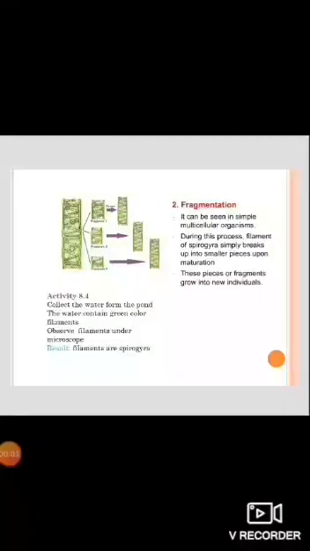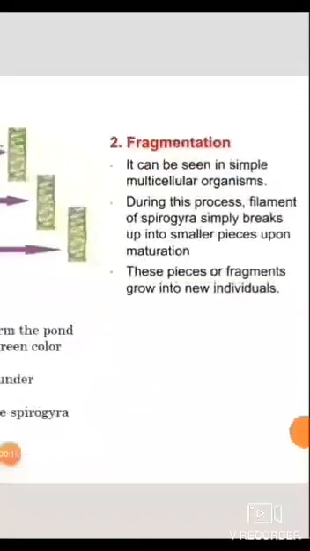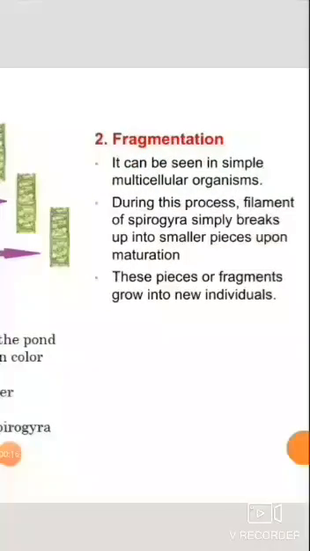The second asexual reproduction is through fragmentation. Fragmentation we can observe in Hydra and also in Spirogyra. Look at the picture. What is fragmentation? Fragmentation is a process we can observe in simple, underline the point, simple multicellular organisms.